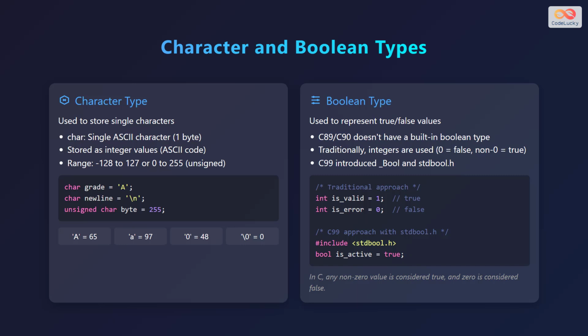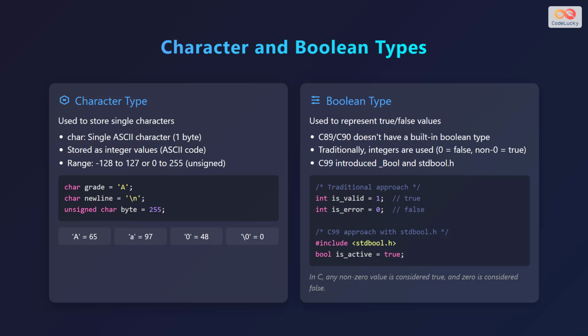Here are some common ASCII values. The character 'A' equals 65, the character 'a' equals 97, the character '0' equals 48, and the null terminator character equals 0. Boolean types represent true or false values. In older C standards like C89 or C90, there wasn't a built-in Boolean type. Integers were used instead, where 0 represented false and any non-zero value represented true. C99 introduced the _Bool type and the stdbool.h header, providing bool, true, and false keywords.